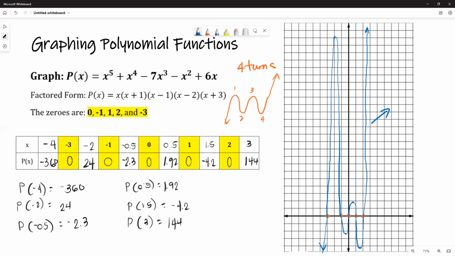So this represents the graph of p of x is equal to x raised to 5 plus x raised to 4 minus 7x cubed minus x squared plus 6x. That's it.